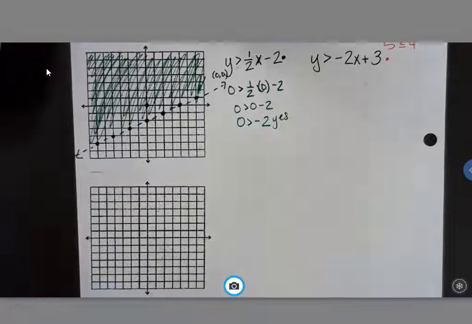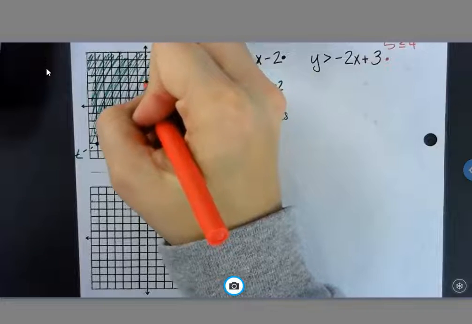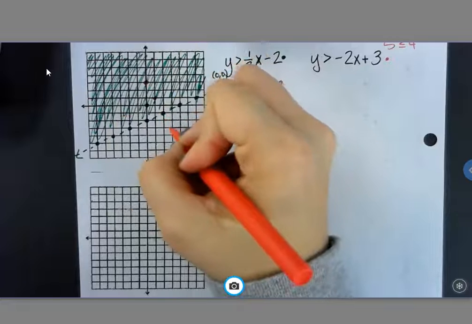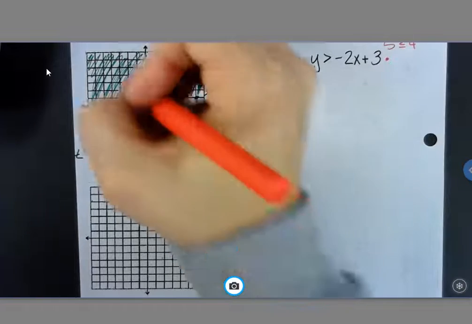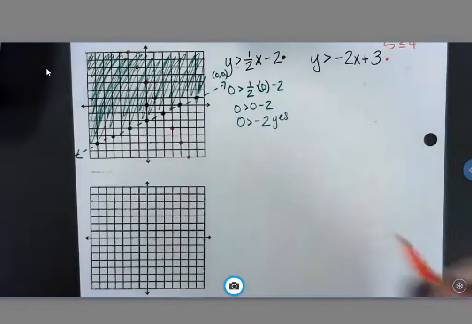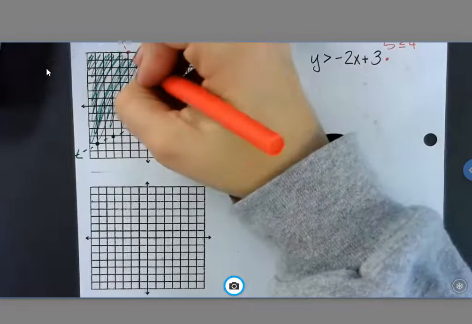You should use your other color for the other one. So mine's going to be red. So plus 3, 1, 2, 3. I'm going to go down 2 over 1. And since it is a greater than sign again, it would be dashed.